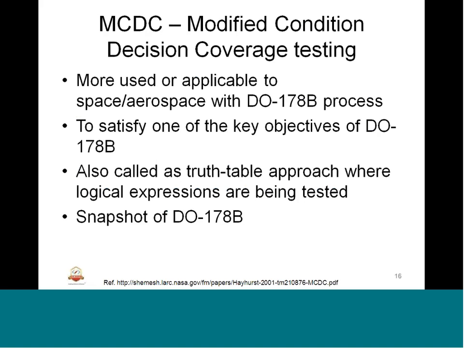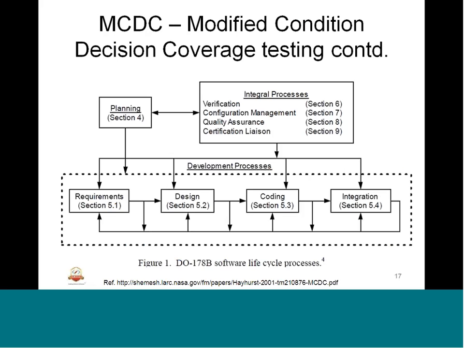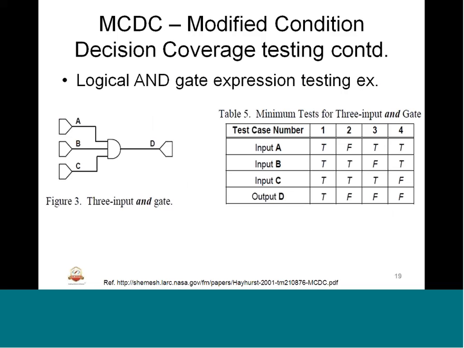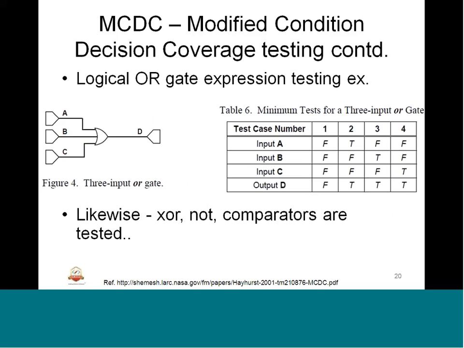The last one is the DO-178C specific testing called MCDC. Basically, the DO-178C life cycle has processes addressing each life cycle activity such as planning, development and testing. Testing is called an integral process, and under development it has requirements, design, coding and integration. And we have studied a few examples of the AND gates, the OR gates, and how a truth table can be arrived at. So this type of testing is also called a truth table approach, where all the possible combinations which yield the independency as well as the outcome of the testing will be tabled, and accordingly the tests will be driven.